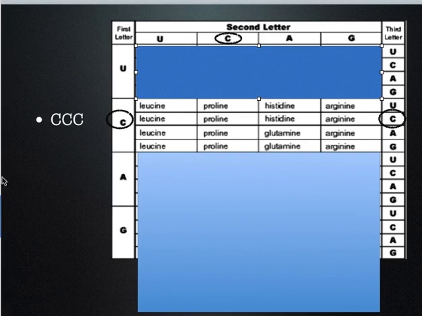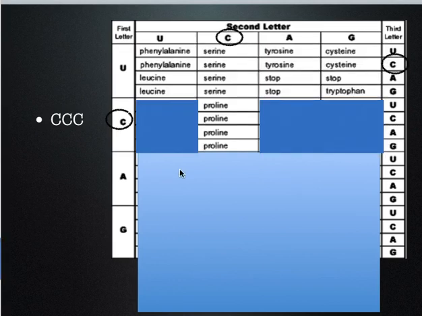Okay, and here's the last one right here. Now this C, that's a mistake. That C has to come down to here because this is the box we're looking at right here.